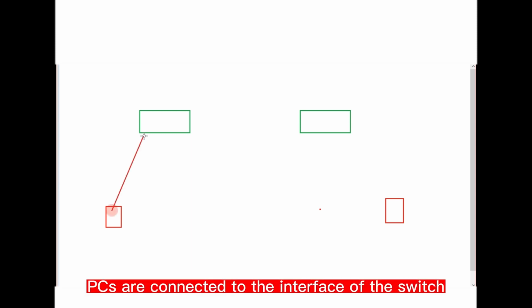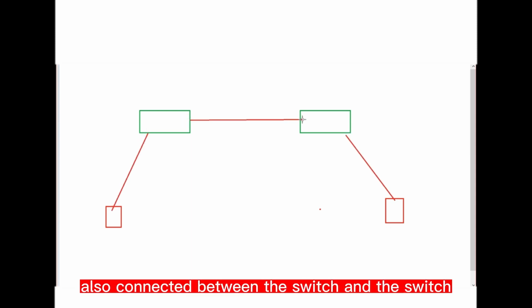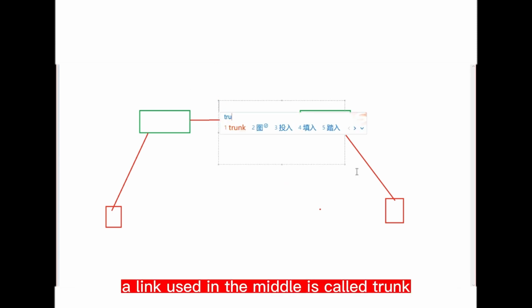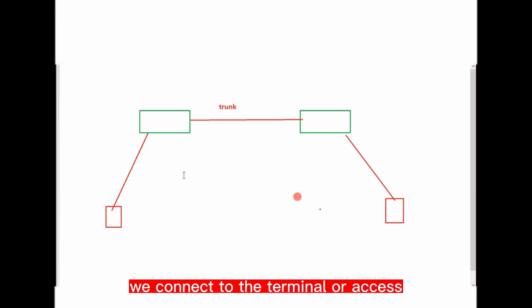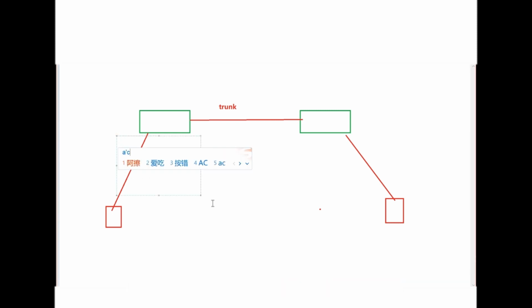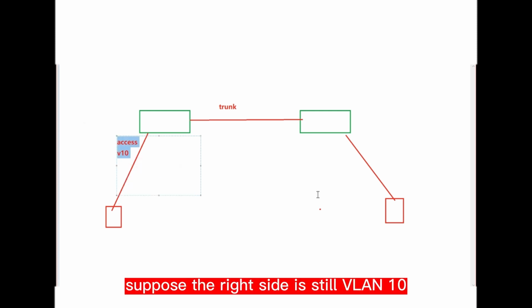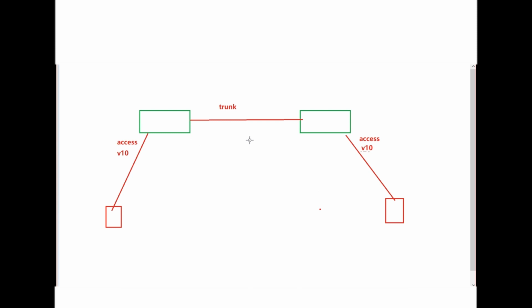For example, now this is still a PC, and here is also a PC. The PCs are connected to the interfaces of the switches, and the link used between the switches is called a trunk. The links that connect to the terminals are access links. For example, this is still access VLAN 10. Suppose the right side is still VLAN 10.